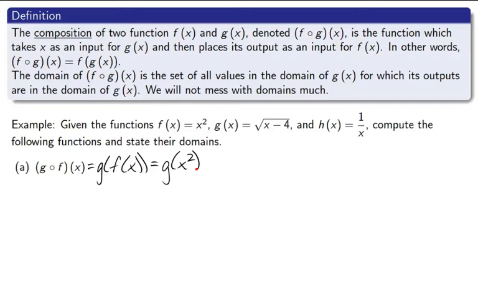g of x squared means in g of x, wherever I see an x, like right here, I will replace it with x squared. So g of x is square root of x minus 4, but now x is replaced with x squared. And that's it. Now the domain of this function, the inside function was f of x. F of x was fine anywhere.